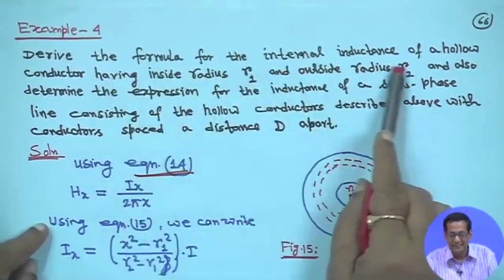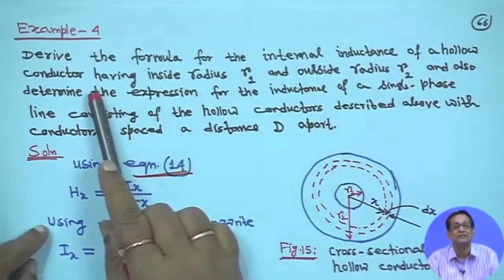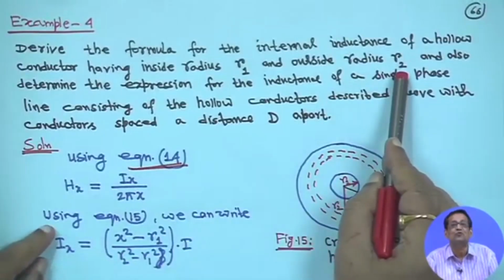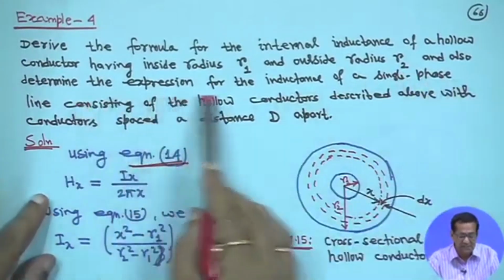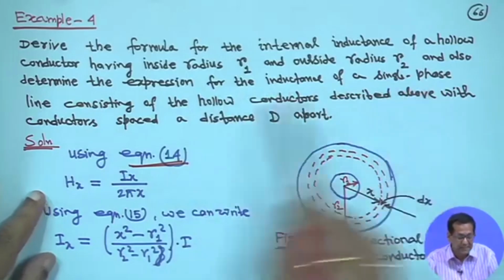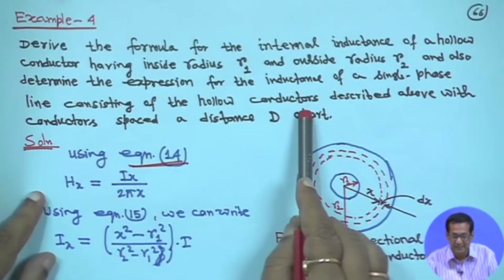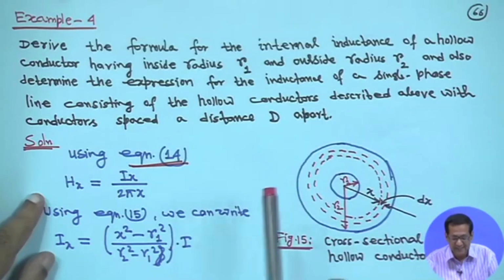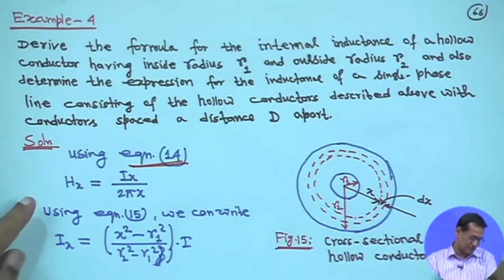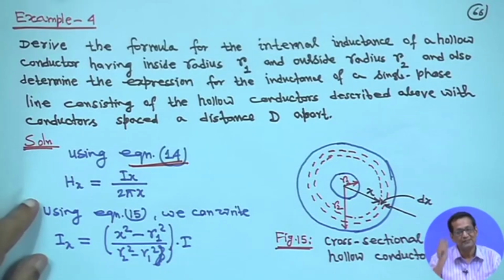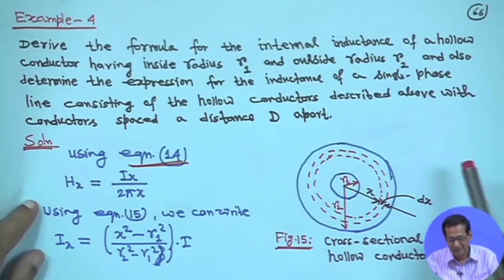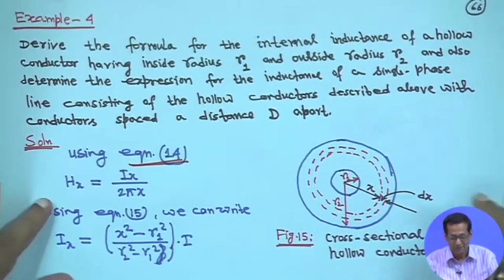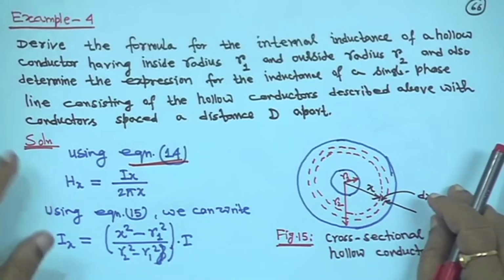Derive the formula for the internal inductance of a hollow conductor having inside radius R1 and outside radius R2, and also determine the expression for the inductance of a single phase line consisting of the hollow conductors described above with conductors spaced a distance d apart. So, first is the internal inductance of a hollow conductor. We have seen the internal inductance of a solid conductor, half into 10 to the power minus 7 Henry per meter, but we have to find out the internal inductance of a hollow conductor, right.